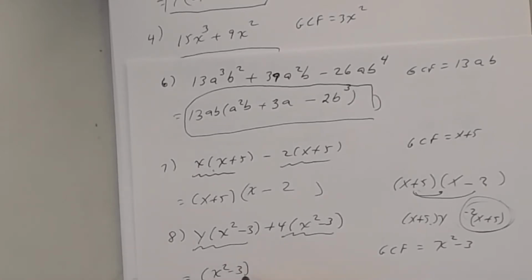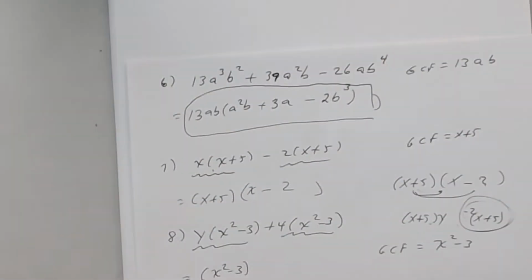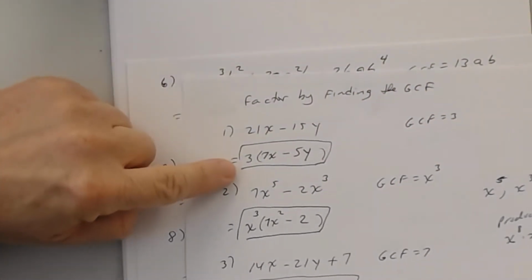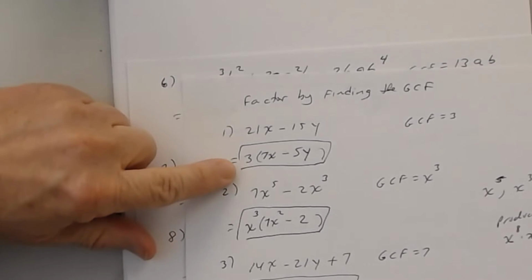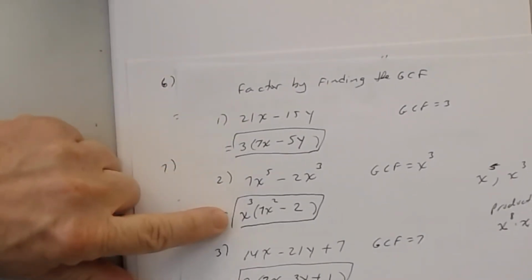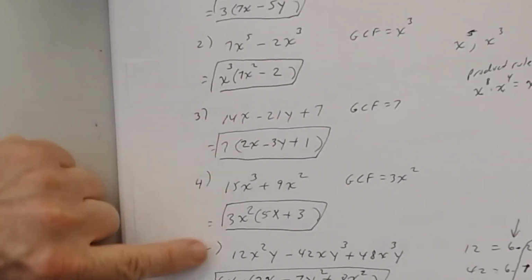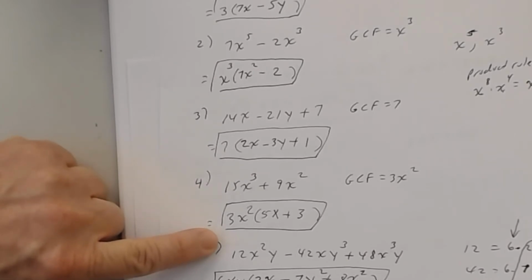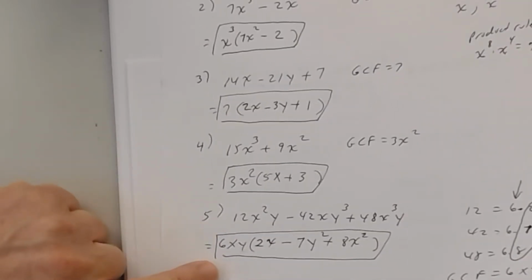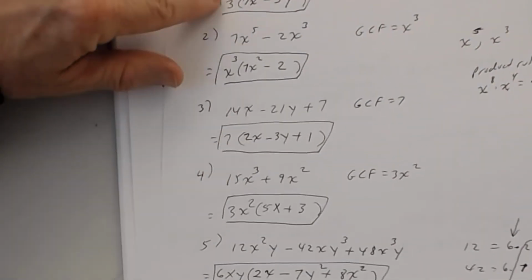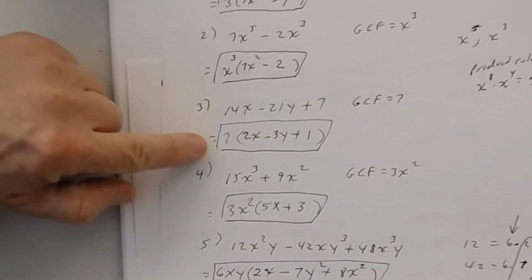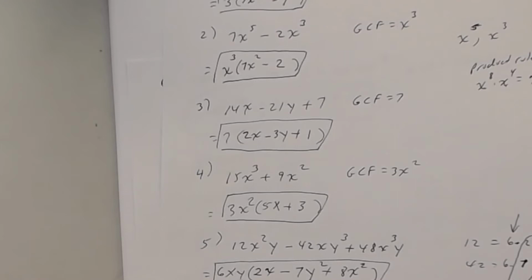X squared minus 3. Now you may say, well, why in the previous problems when I did the GCF I didn't put those in parentheses? And I did not. Did I put 3 in parentheses? Did I put x cubed in parentheses? Did I put 7 in parentheses? Did I put 3x squared in parentheses? Did I put 6xy in parentheses? No, I didn't. Because that was just one term. See, that GCF was one term, 3, x cubed, 7, 3x squared, 6xy.